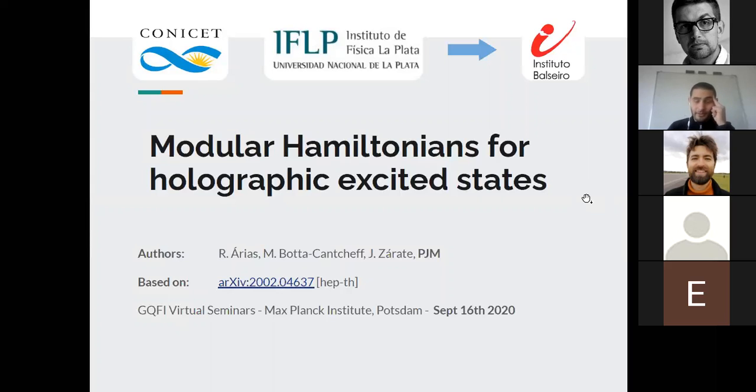Today I'm going to talk about this work we did with these collaborators, Raúl Arias, Marcelo Botta Cantcheff, and Juan Zárate, on this work that appeared on arXiv earlier this year, which is called Modular Hamiltonians for Holographic Excited States. So thank you again for having me.